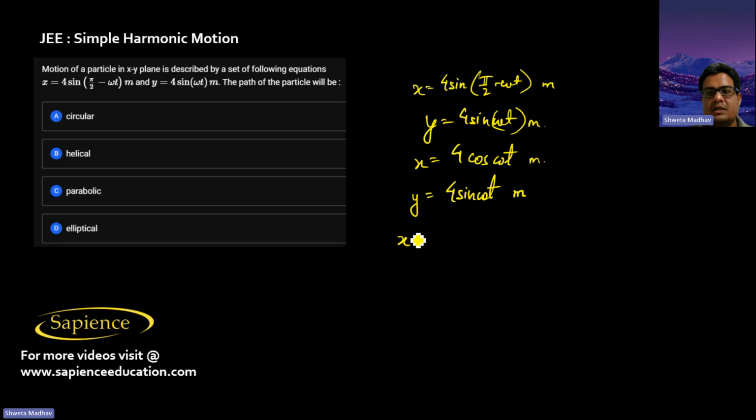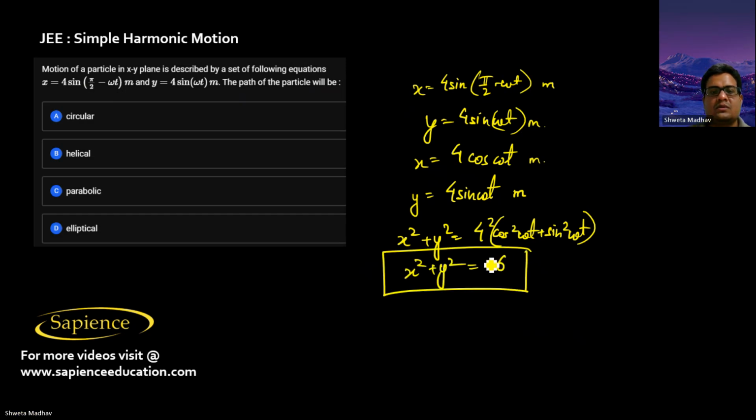Then if you do x square plus y square, we get 4 square times cos square omega t plus sine square omega t. So this will be equal to 4 square, that is 16. So x square plus y square equal to 16. So the path of the particle will be circular. Option D is the correct answer.